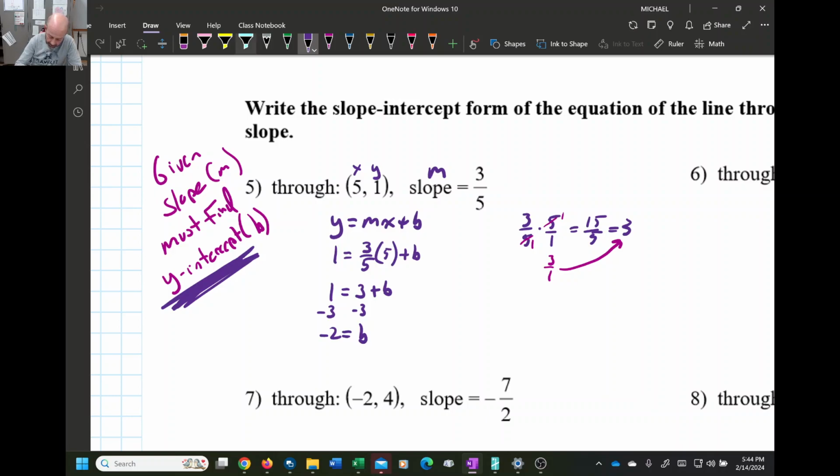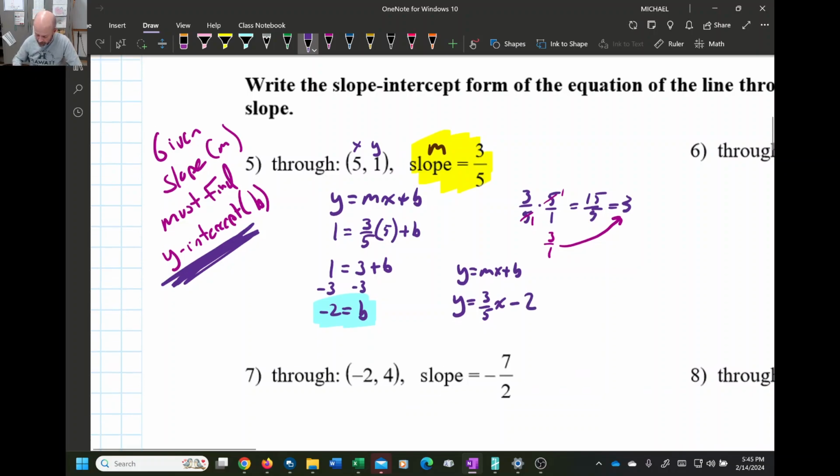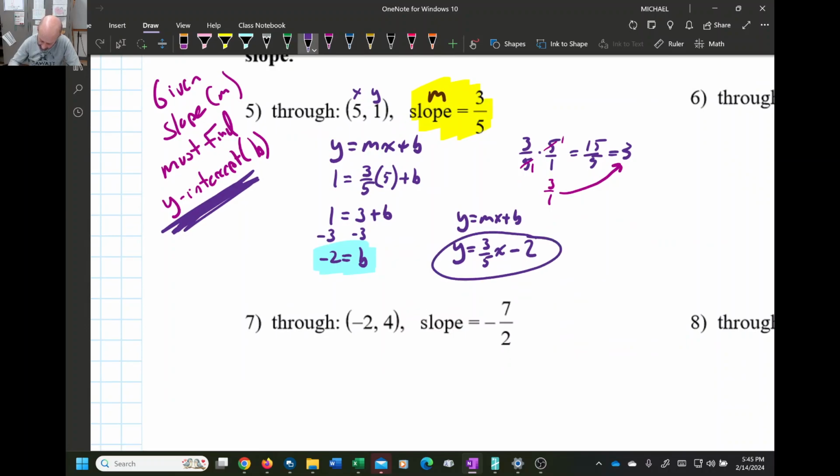Now I have my slope like I had before. I have my b, my y-intercept. So I'm ready to put it into my slope-intercept form. Y equals mx plus b. Y equals 3/5 x minus 2. Now remember, when you get the minus 2 here, you could also write this, that's my answer. I could also write this as y equals 3/5 x plus a negative 2. That's the same thing. That's okay.